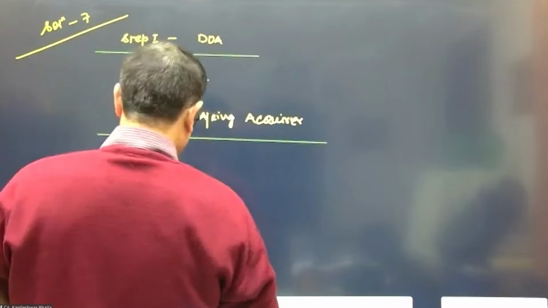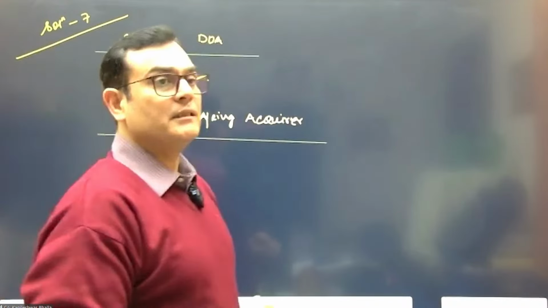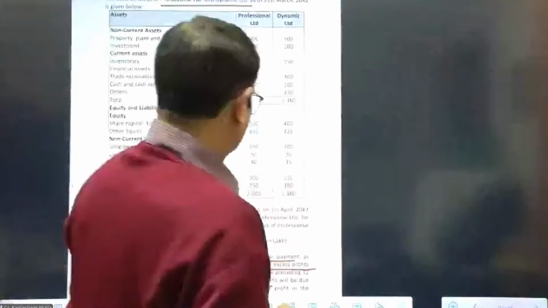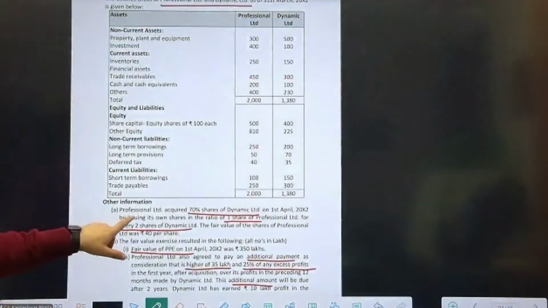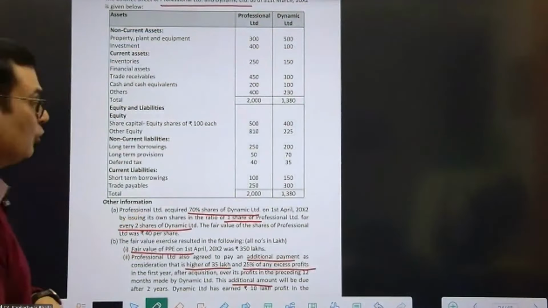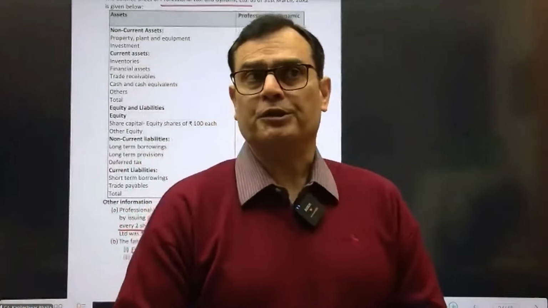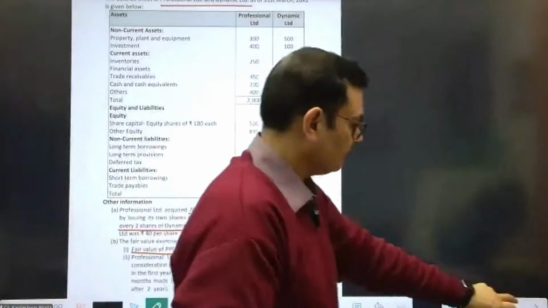Are you creating a new company? No. Is the consideration primarily in terms of shares? Yes. We're clearly given that Professional is going to acquire 70%, issuing its own shares. So no new company is being created and we are giving the consideration primarily in shares. So do we need to assess whether it is acquisition accounting or reverse acquisition? The consideration is in shares. Yes.